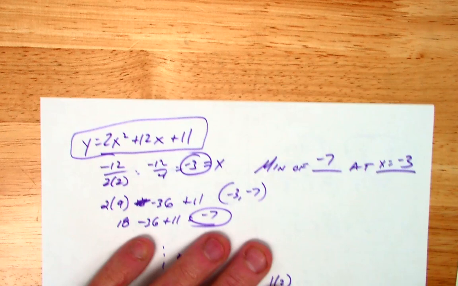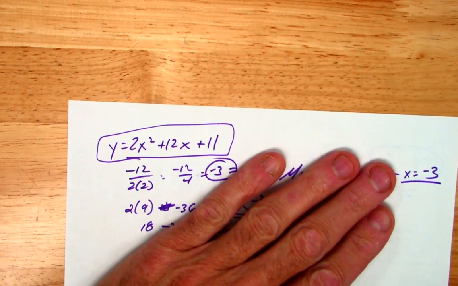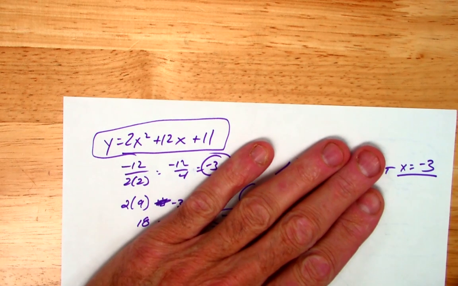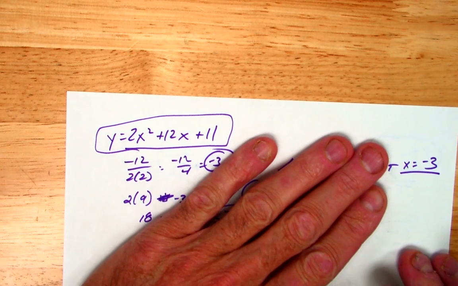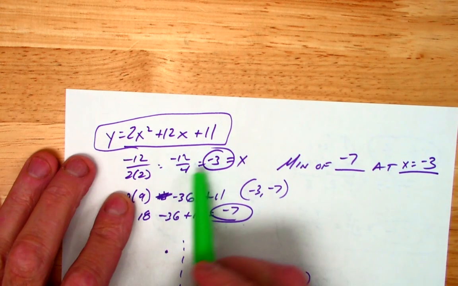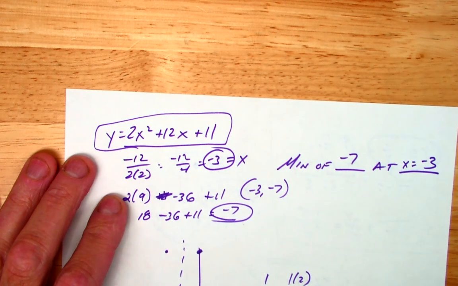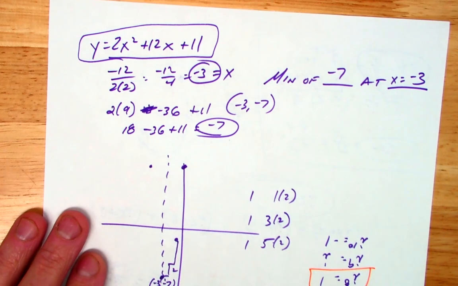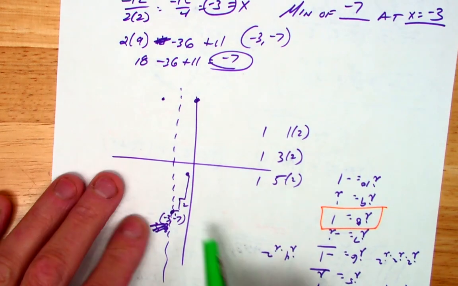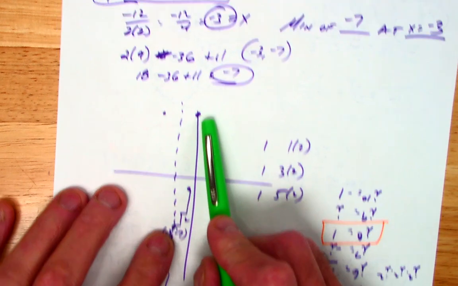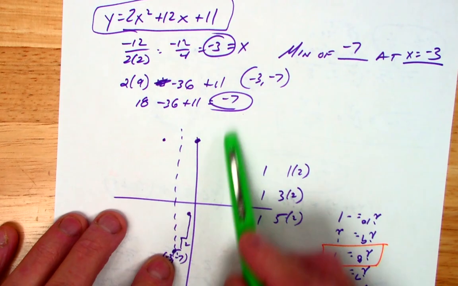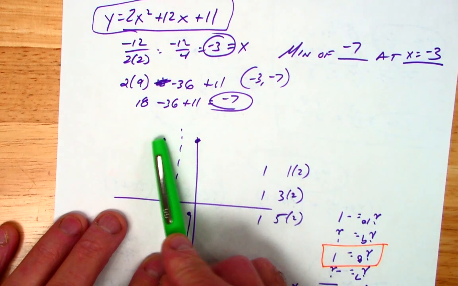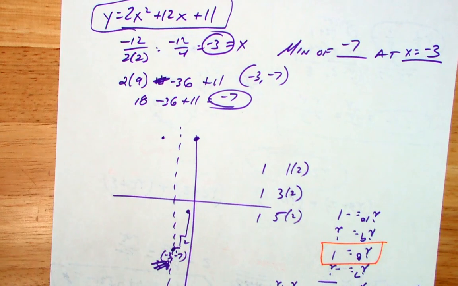We also did a problem where we had to graph and find the maximum of 2x squared plus 12x plus 11. Negative b over 2a finds my x value of negative 3. Plug it in and I get negative 7. Then we can plot the y-intercept of 11 and fold that over the line of symmetry.